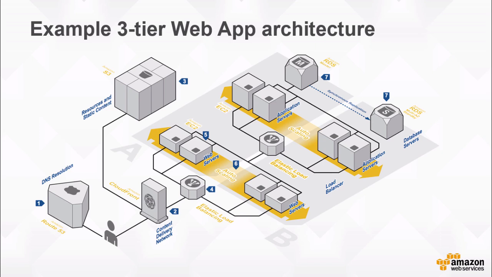At the back end, we can see our Relational Database Service, RDS. This is a managed database service, and it supports a number of flavors of database, for example, Oracle, SQL Server, MySQL, Postgres, Aurora. Amazon Aurora is a MySQL compatible relational database that combines the speed and availability of high-end commercial databases with the simplicity and cost effectiveness of an open source database.